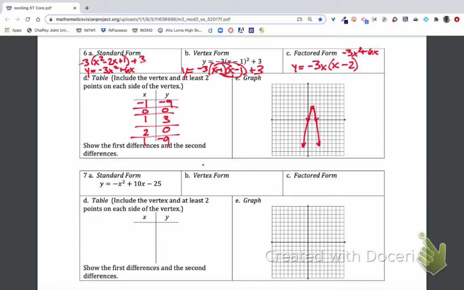For number 7, I have standard form. I need to get vertex form and factored form. The one thing that I will encourage you to do is to make sure that that x squared is by itself. So we pull out a negative, factor out a negative. Make it a little bit easier for us to see there.